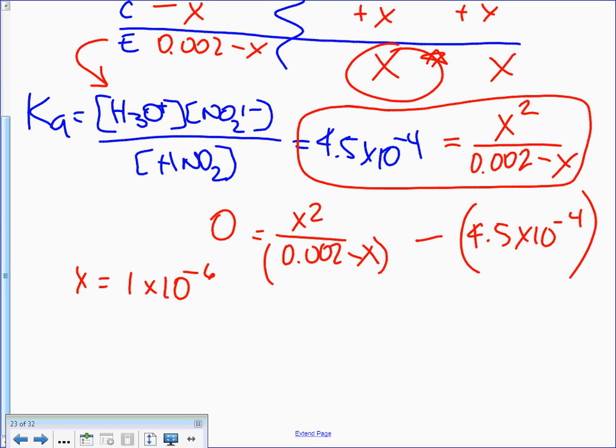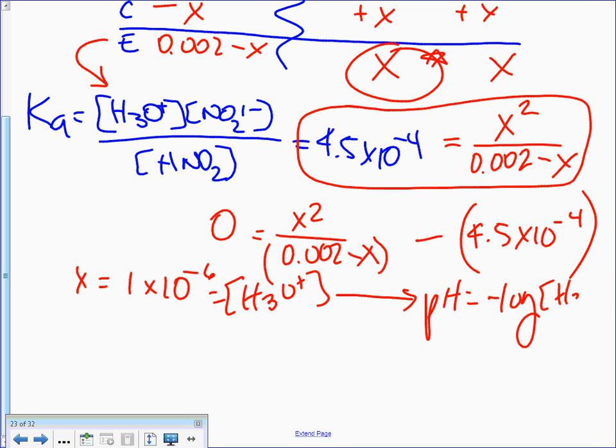So this X is equal to hydronium, right? It's the first thing to make clear: this is equal to hydronium. And then from there, pH is equal to negative log of hydronium, which is negative log of 1 times 10 to the negative 6. And you can do that in your head.